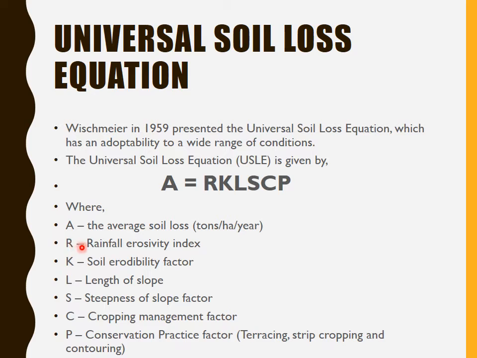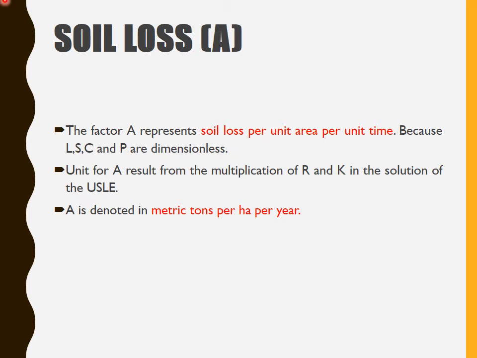Where R is the rainfall erosivity index, K is the soil erodibility factor, L is the length of slope, S is the steepness of slope factor, C is the cropping management factor, and P is the conservation practice factor. Let us see them one by one. The first one is soil loss A, which is soil loss per unit area per unit time, given in metric tons per hectare per year, the average annual soil loss.